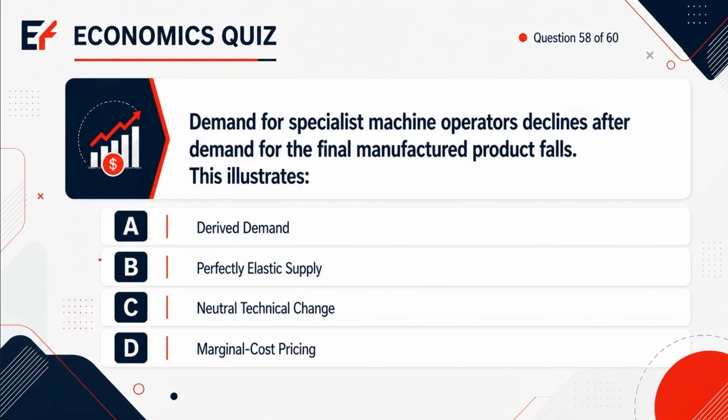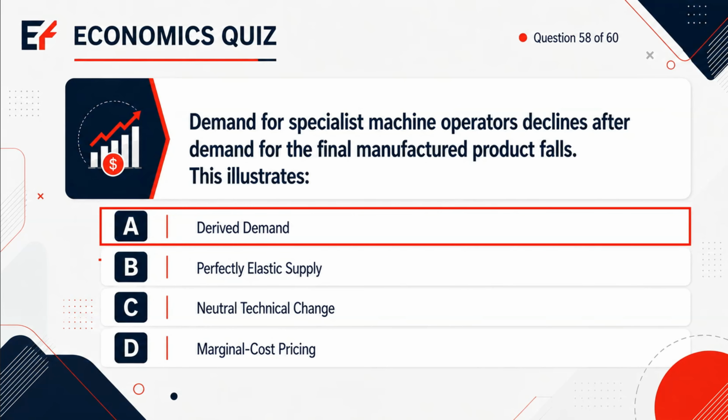Question 58. Demand for specialist machine operators declines after demand for the final manufactured product falls. This illustrates A, derived demand, B, perfectly elastic supply, C, neutral technical change, D, marginal cost pricing. The correct answer is A.